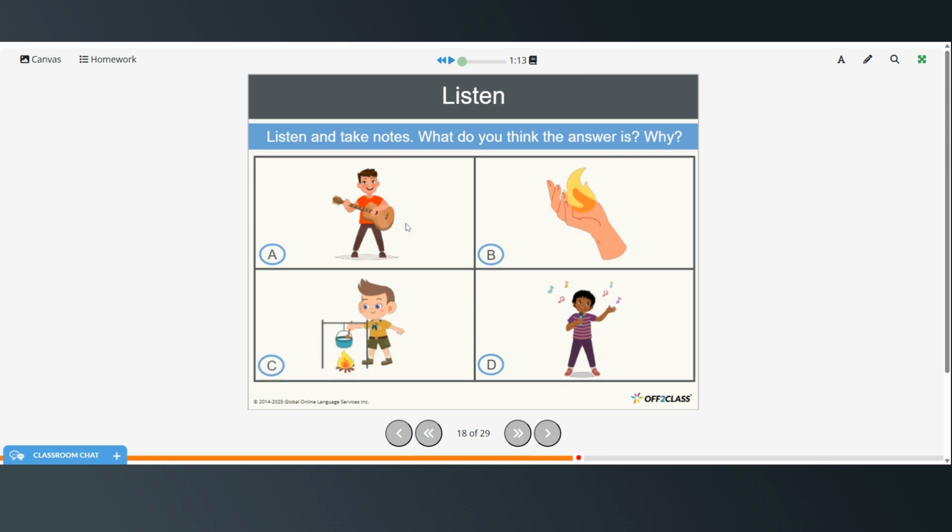Okay, so just take a look at the pictures, see if you can tell what's going on in each of these, and then listen and take notes. Take a moment now to look at the answer choices.